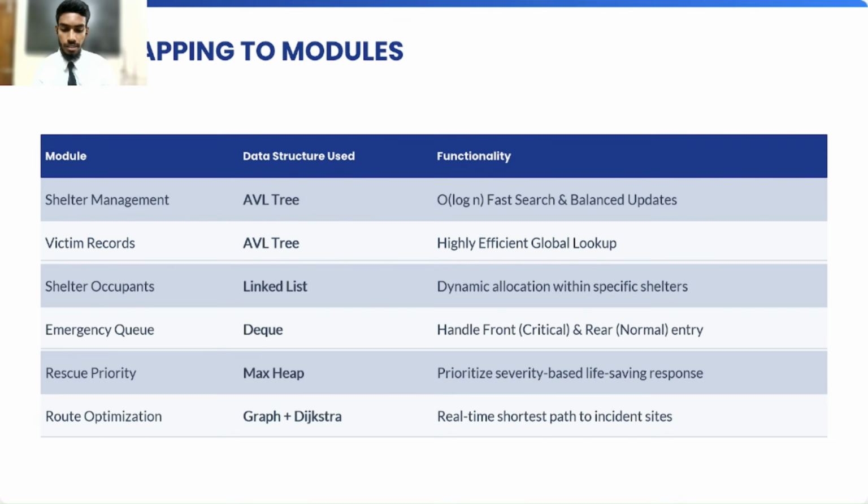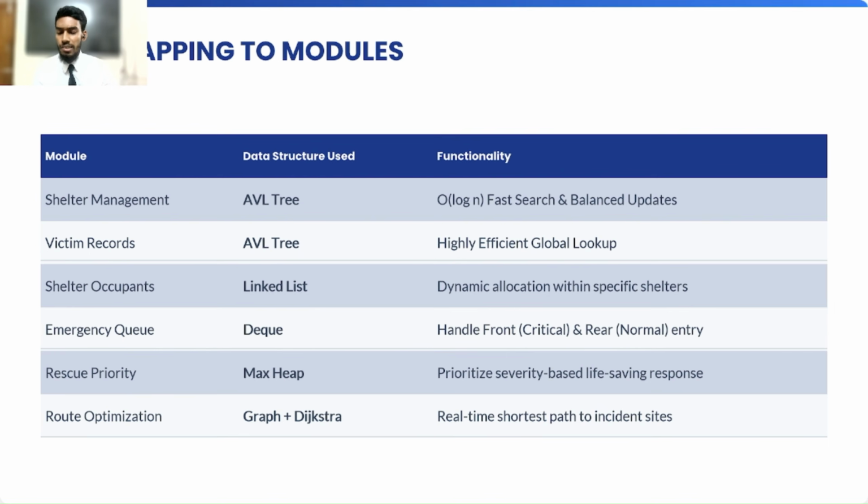Now I will discuss the DSA concepts that we use in our project. For shelter management, we use AVL tree for fast search and balance update. For victim records, we also use AVL tree for highly efficient lookup. For shelter occupants, we use linked list, so we can easily add victims to our shelters. For the emergency queue, we use deque, so the critical patients are added to the front and the normal patients are added to the rear.